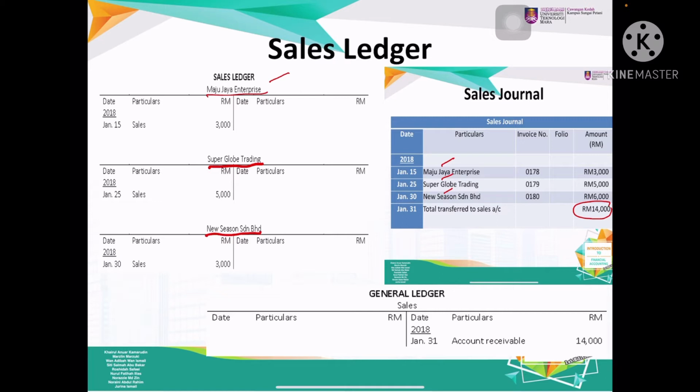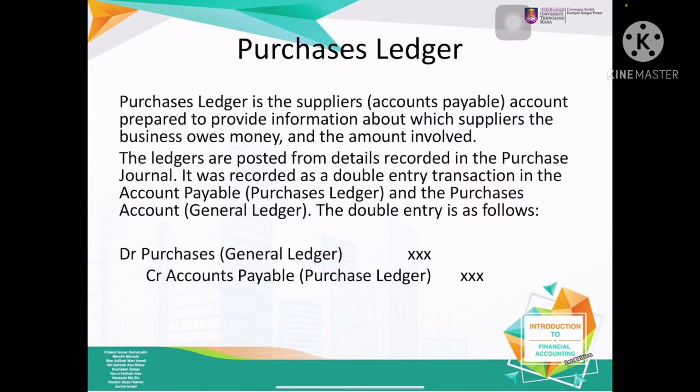Basically we debit our accounts receivable 3,000 here for Maju Jaya, 5,000 for Super Globe, and 6,000 for New Season. So we debit our sales ledger, and then we are going to credit our sales account the total of 14,000. This is what we are going to do. Our sales is combined at 14,000, because if we do not combine, it's going to make a mess of our sales account.